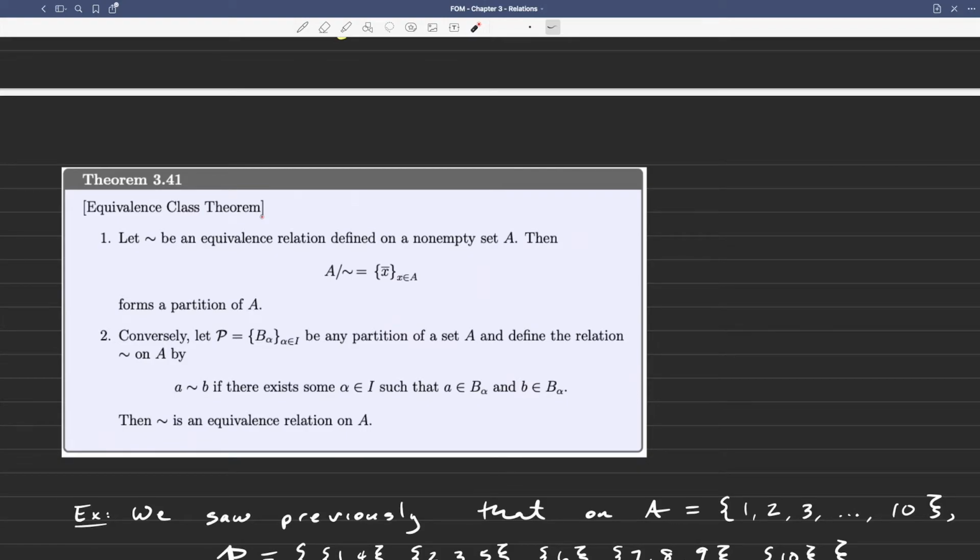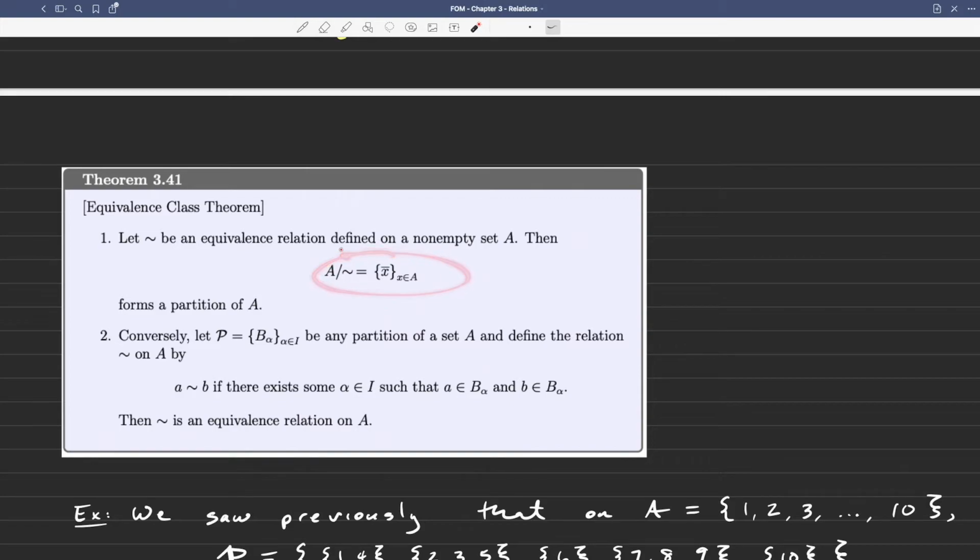So let me break this down into part 1. Part 1 is just what I said. Suppose you already have an equivalence relation, tilde, on your set, and then you look at the quotient space. That's just a collection of all of your distinct equivalence classes, all of your X bars. Well, that set is a partition of the set. So the quotient space forms a partition of your set.